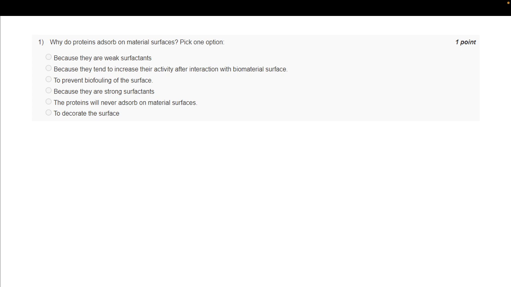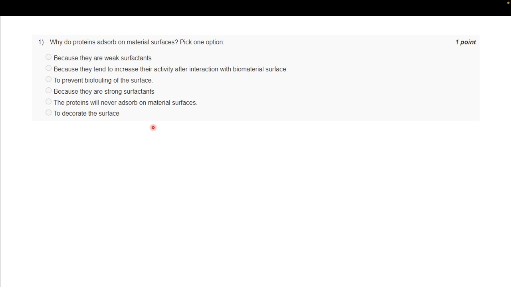I hope you guys can see the question displayed on the screen. The first question is, why do proteins adsorb on material surfaces? And we have to pick one option. There are several options here. First is because they are weak surfactants, or because they tend to increase their activity after interaction with the biomaterial surface. It could be to prevent biofouling on the surface, because they are strong surfactants. The proteins will never adsorb on material surfaces, or it is to decorate the surface. So we have to list a reason of why, first of all, proteins adsorb on material surfaces.